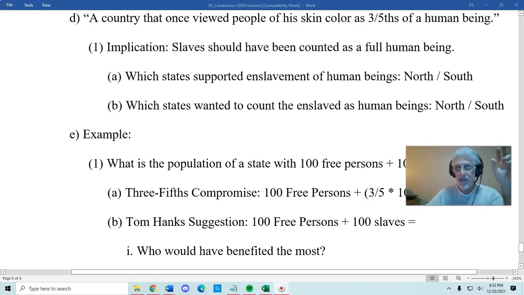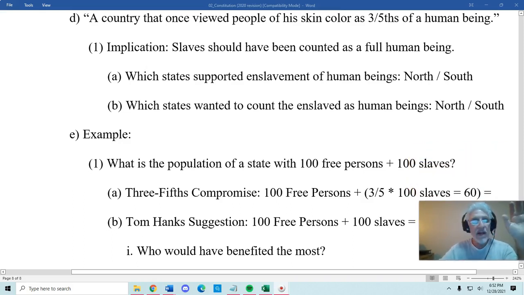That phrase that he says at the very end, that's the part that I want to talk about. A country that once viewed people of his skin color as 3/5 of a human being. This is the common misinterpretation of the 3/5 compromise. So the implication in Tom Hanks' remark is that this is terrible. I mean, think about it. The idea that people would be counted as 3/5 of a human being sounds awful, right?